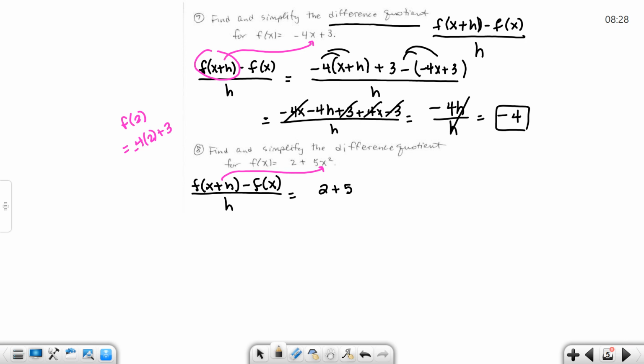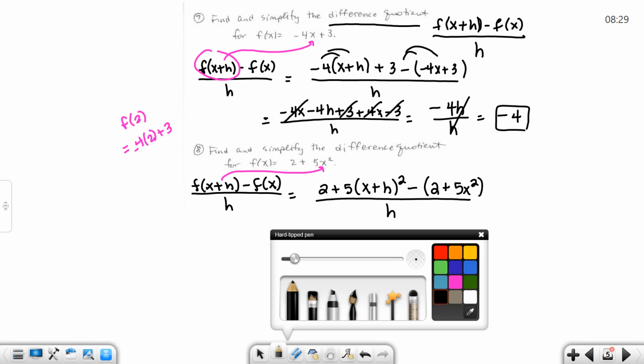So we will get 2 plus 5 times x plus h squared. So that's our f of x plus h. Minus f of x. Well, the whole function gets subtracted. So put it in parentheses, all over h. Now, what is x plus h squared?